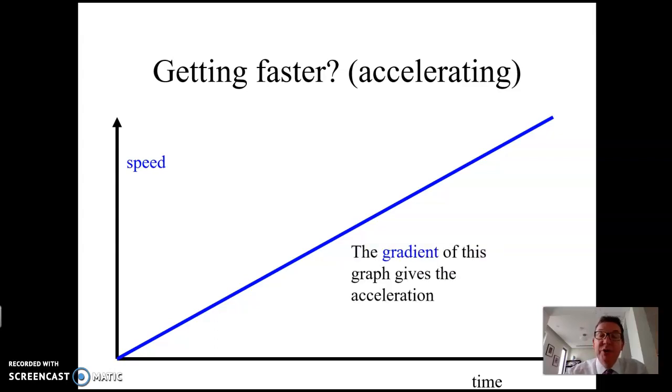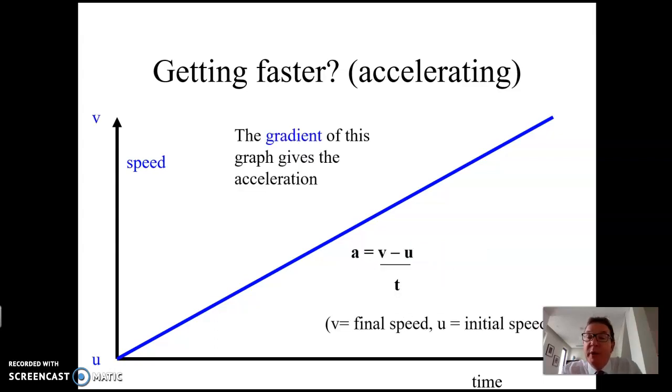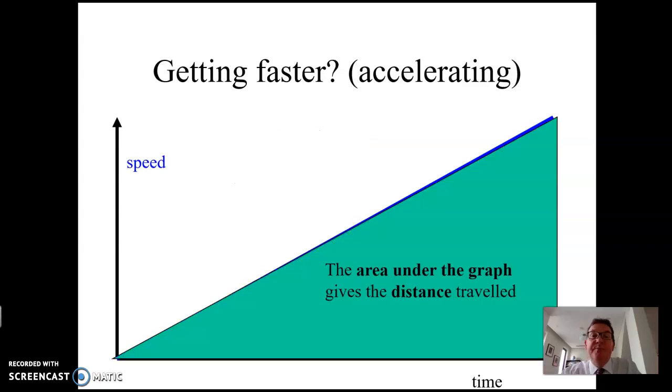And to find the acceleration, lo and behold, yes, it's the gradient of this graph. So the acceleration is the change in speed, that's the rise, divided by the run, the time taken. And that's where this formula comes from: a equals v minus u over t. So v is the final speed, u is the initial speed. So v minus u is the change in speed, that's the rise, t is the time taken. Okay, you're going to have to remember this.